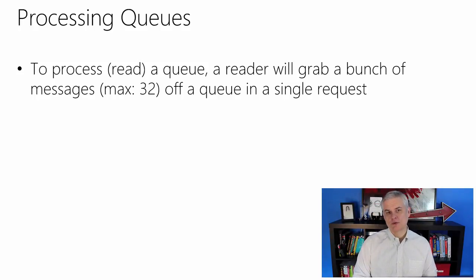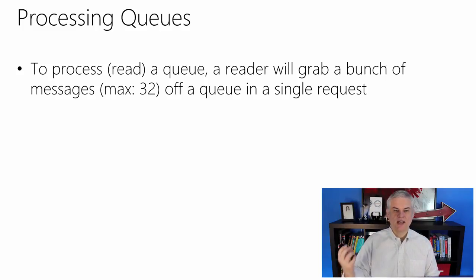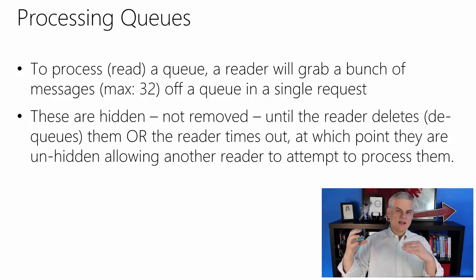To process a queue or to read a queue, a reader, a backend process, whatever the case might be, will grab usually one or more messages, up to 32 messages. Let's say we grab a stack of 10 messages off the queue in a single request and say, I'm going to process these 10 messages. And at that point, those messages still sit on the queue, but they're just hidden. They're not removed from the queue just yet. They're not removed from the queue until the reader says, okay, I finished processing that message. Go ahead and delete it off the queue. That's called dequeuing.